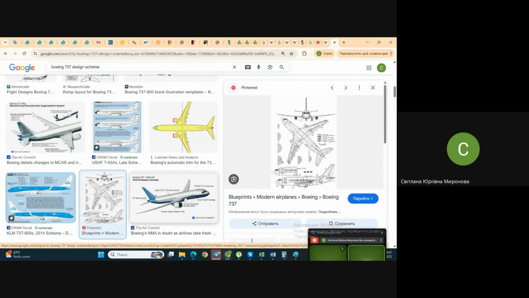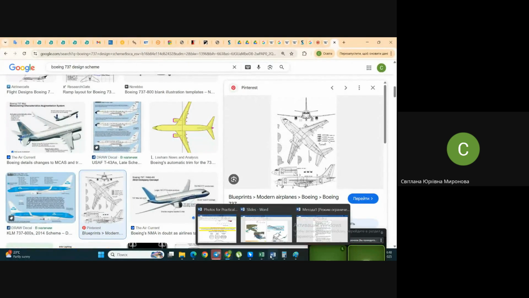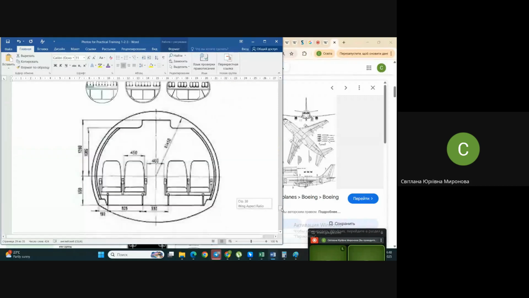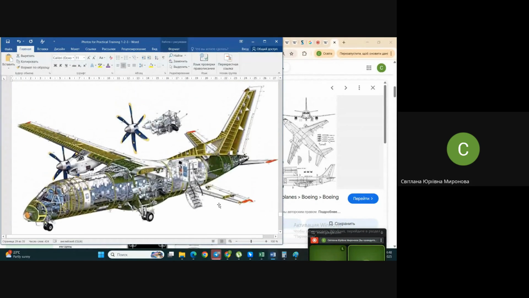On the other hand, additional considerations. Where are you going to place engines? Look at this picture. What do we see here? Engines are under the wing. But what if we have a high wing? Let's come back to our slides. We have a high wing and we have engines under the wing because we have no other place, for instance, to place them. Engines under the wing, that is Antonov 148.